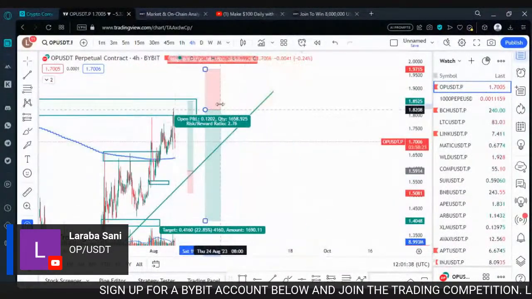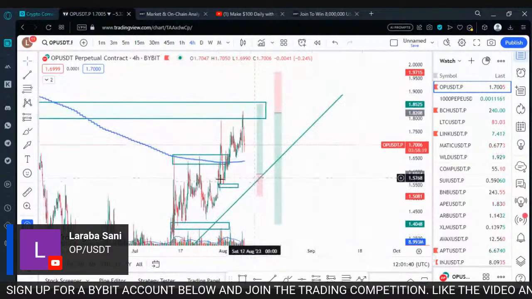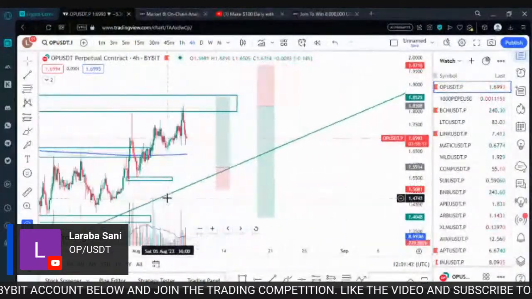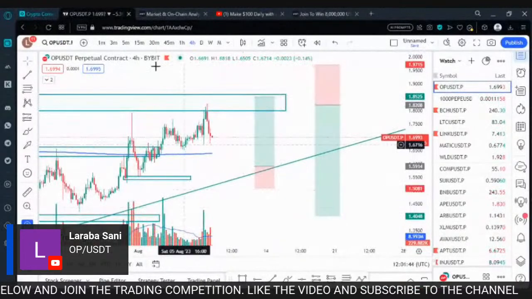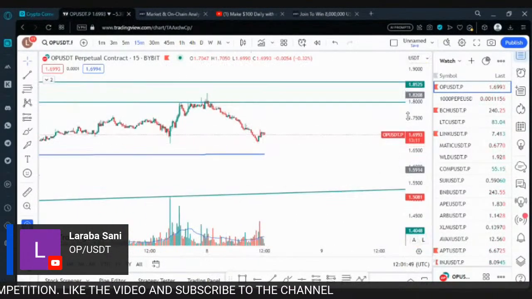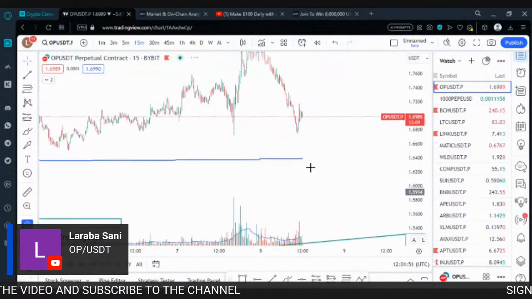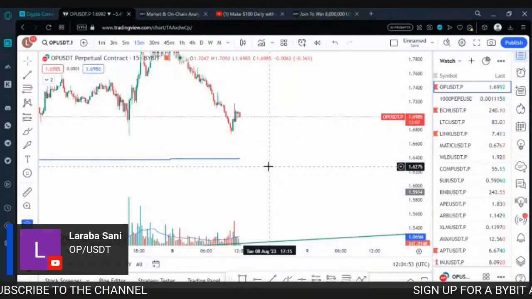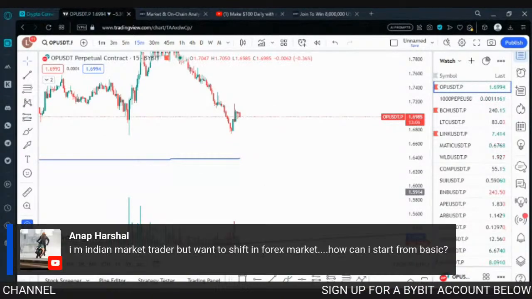Then we just need to wait for it to work out well. So for OP right now, I'm not doing anything, guys. Wait for it to play out. Wait for it to come down to that level, and then you can take it to the upside.